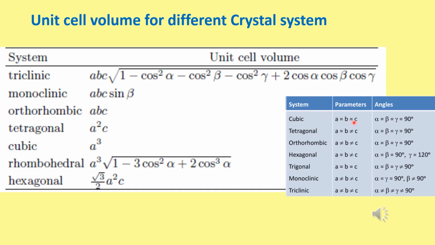And putting these different parameters for cubic, tetragonal, orthorhombic, if we put a, b, c and alpha, beta, gamma into this general case, which was for the triclinic unit cell, and apply these conditions, finally we get for the monoclinic case abc sin beta, for orthorhombic abc, for cubic a cube, and for tetragonal a square c. So using these parameters and angles we can find the unit cell volume for different crystal systems.